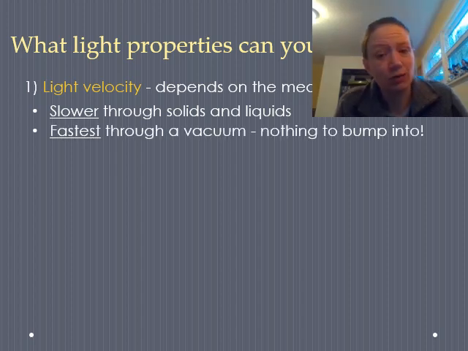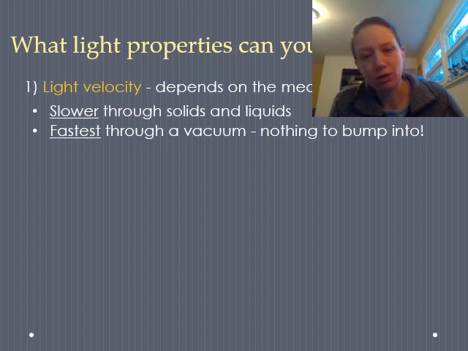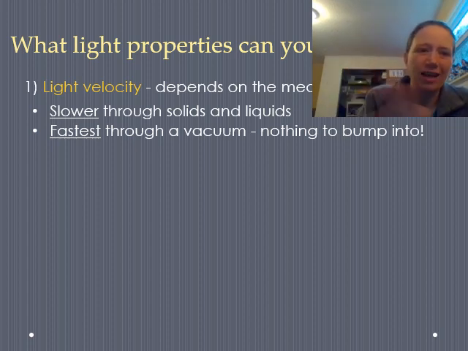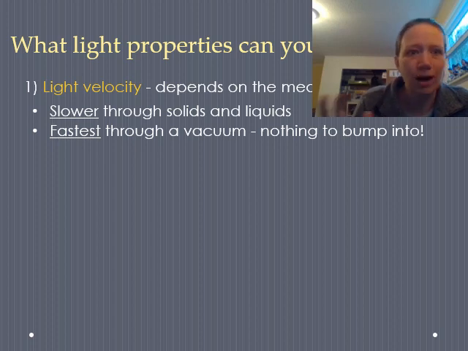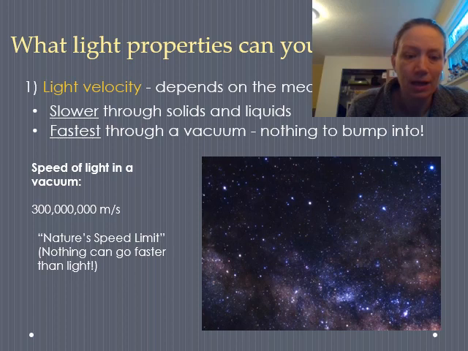Light moves fastest when it moves through a vacuum, because those electromagnetic waves don't have anything else that's getting in the way. There's nothing for them to have to move around or jiggle, and so it actually moves fastest when it's moving through outer space.